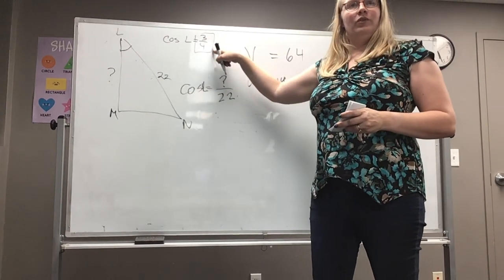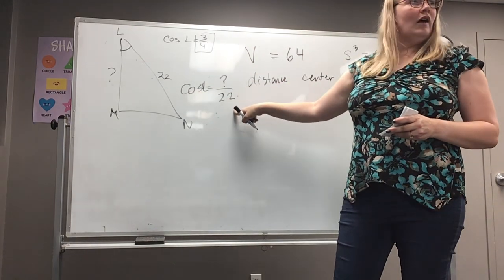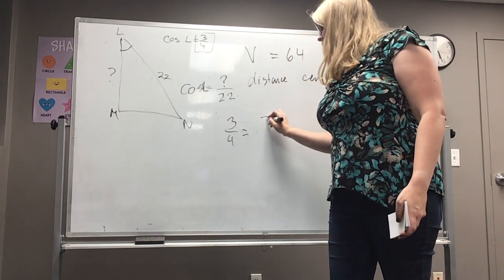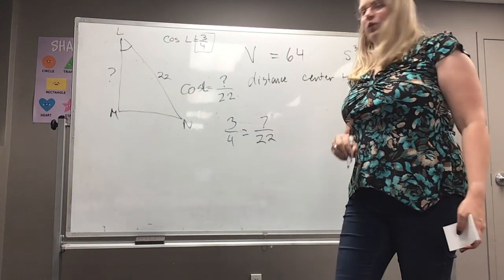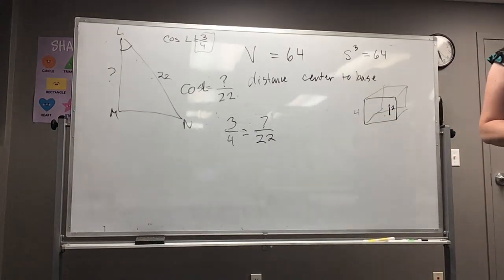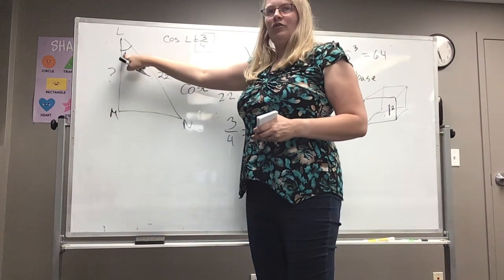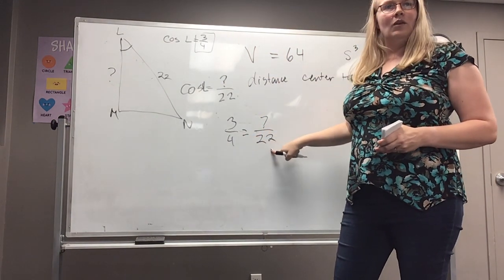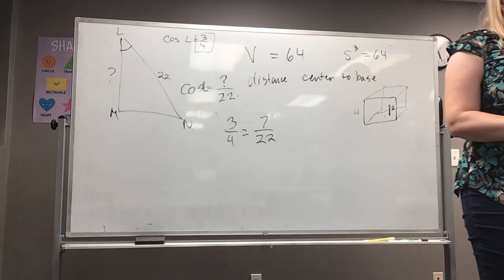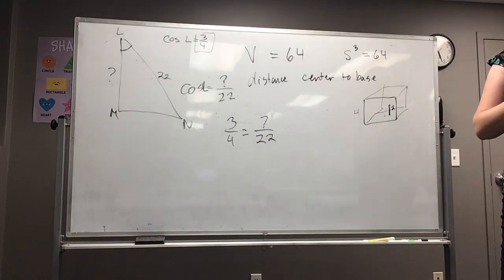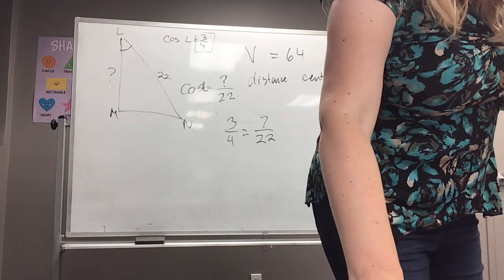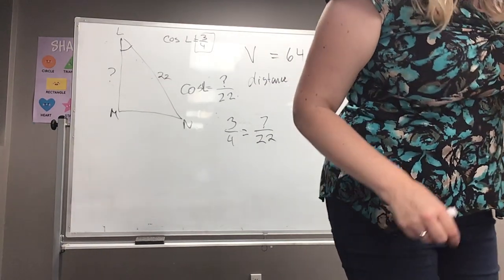So the cosine of L equals 3/4, the cosine of L equals unknown over 22. We just set them equal to each other. 3/4 equals the thing we're looking for over 22. And it's a cross multiply and divide problem. And so even if they don't give you the angle measure, if they tell you straight out what the cosine equals, you just set that equal to the other ratio. All right. In that case, it does leave it as a decimal, and that is okay.